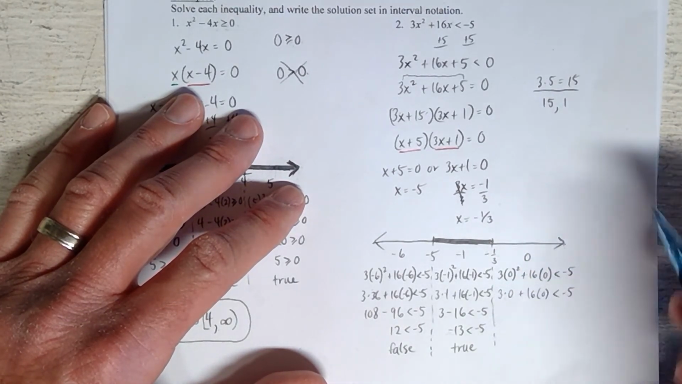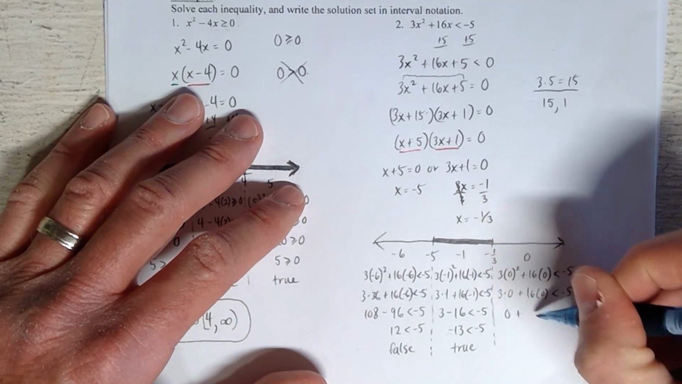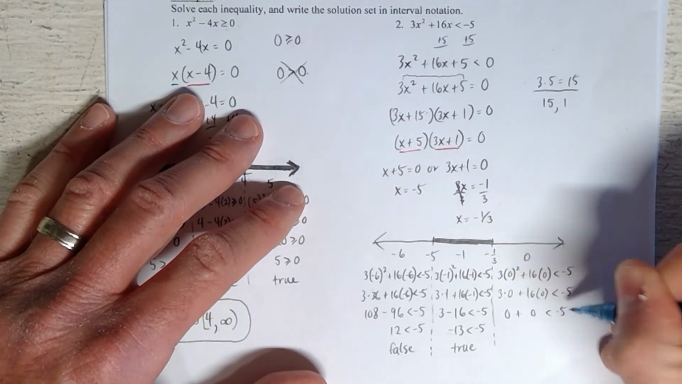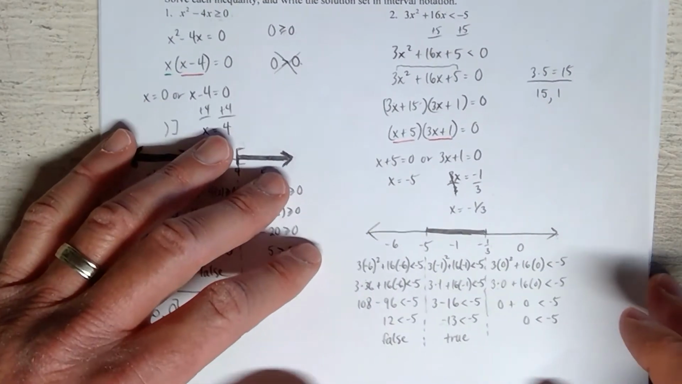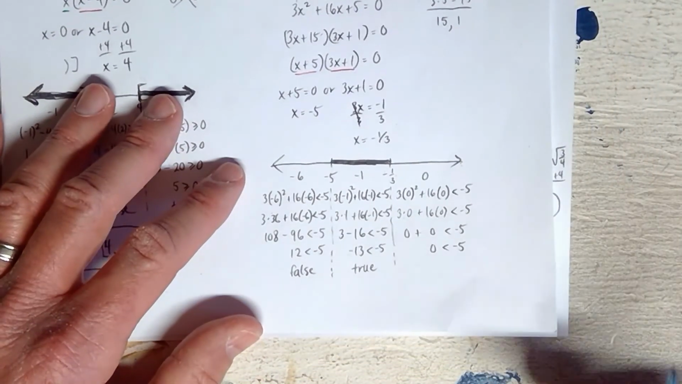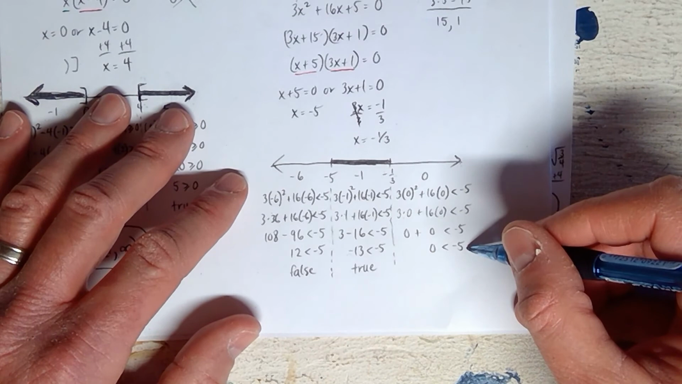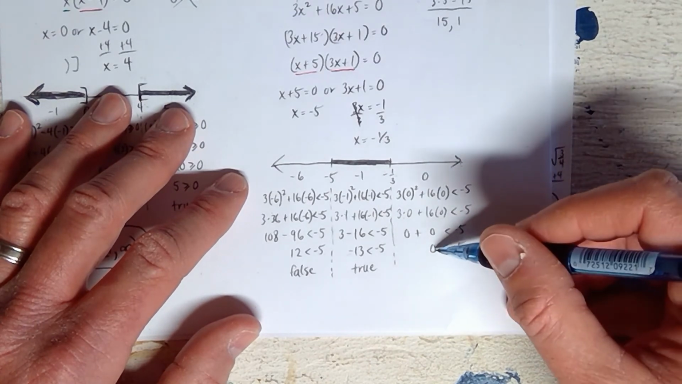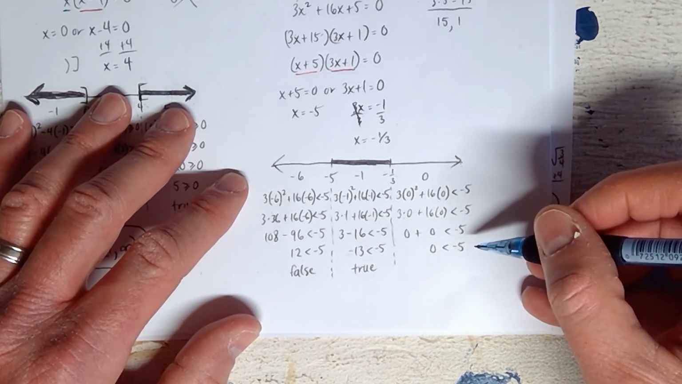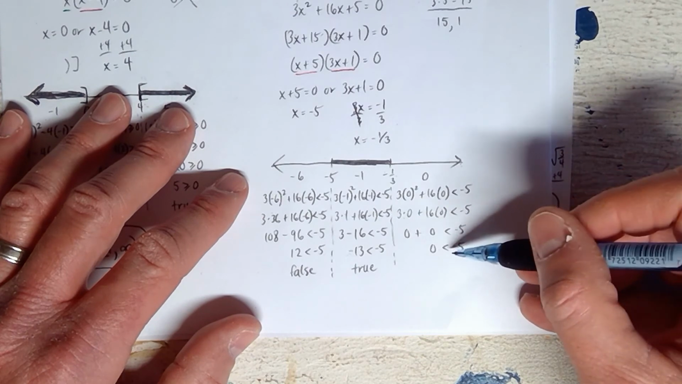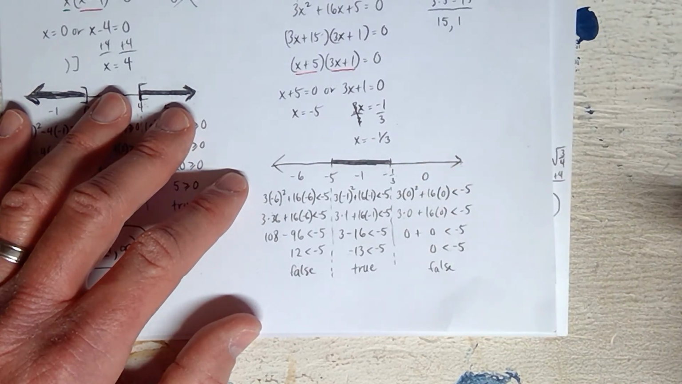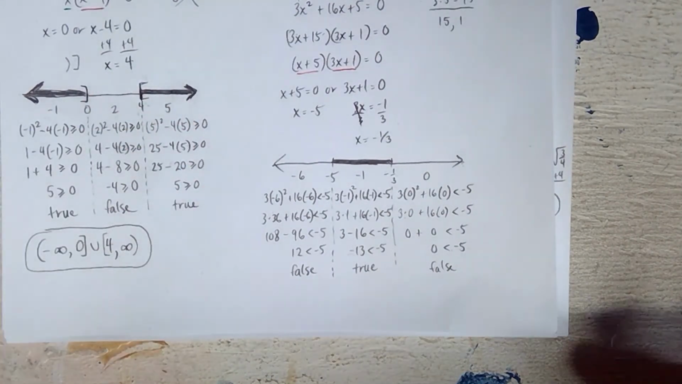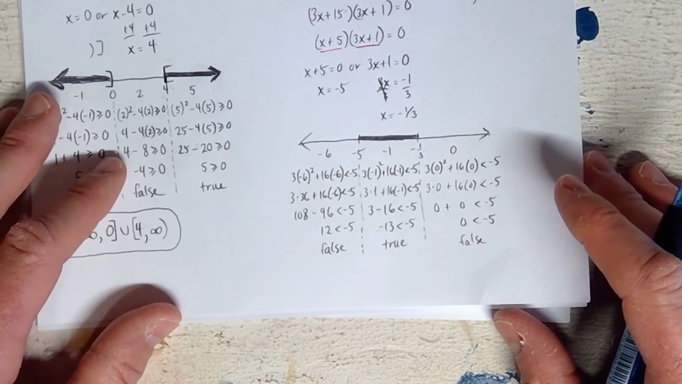3 times 0, 16 times 0, they're both equal to 0. And it's going to end up being equal to 0. 0 plus 0 is 0. All right. So we end up with what here? Is this true or false? Well, 0 is bigger or greater than any negative number. It's not less than. So that is false. And therefore we don't shade it.